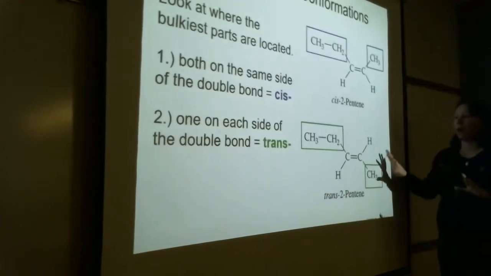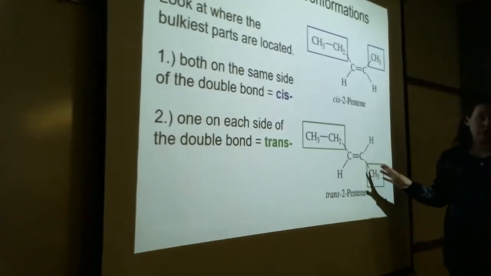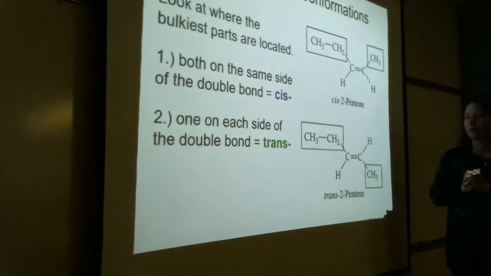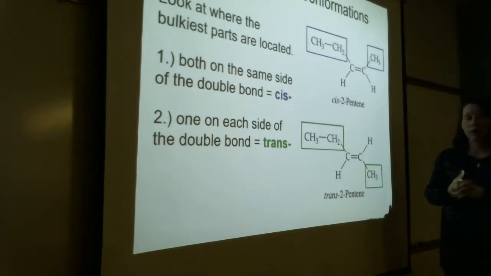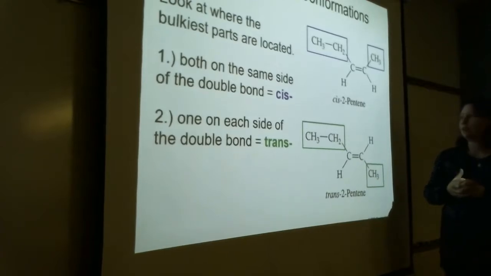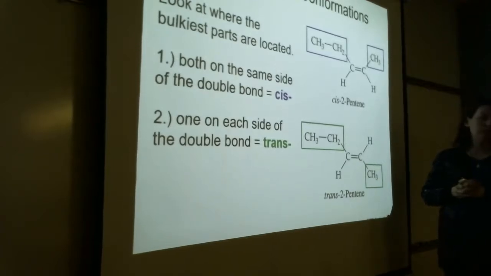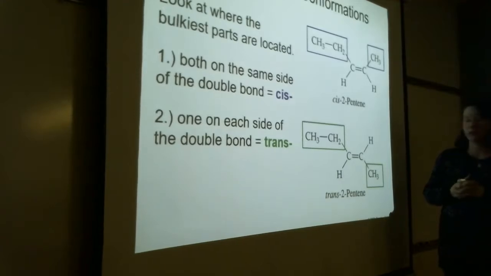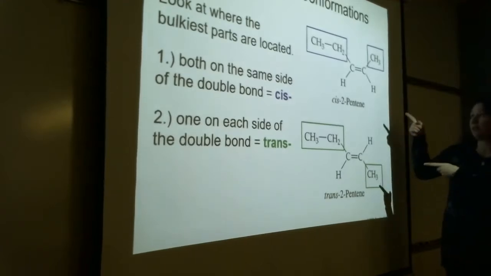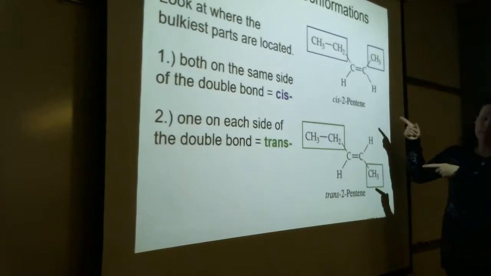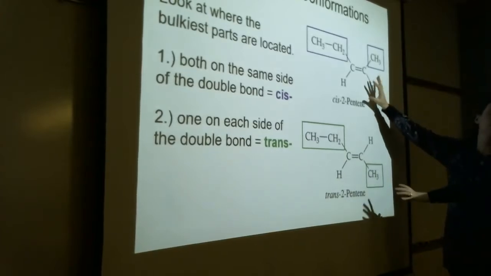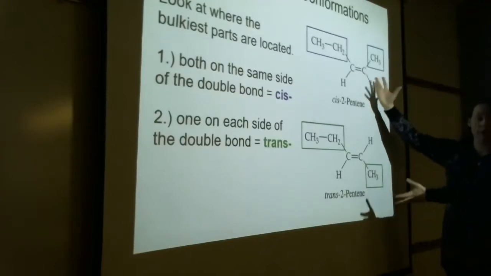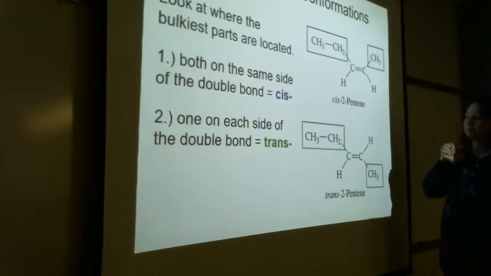Now you'd have to draw it like this to show cis and trans. You've got to show this based on how you're drawing your molecule. Do we see how to tell the difference between the cis isomer and the trans isomer? Will these have different boiling points? Yes, they will. So if I had a mixture of cis 2-pentene and trans 2-pentene, I could separate them. They are going to have different structural properties.